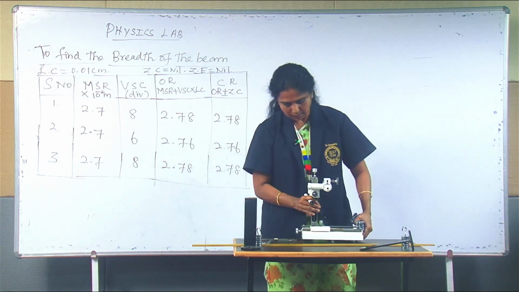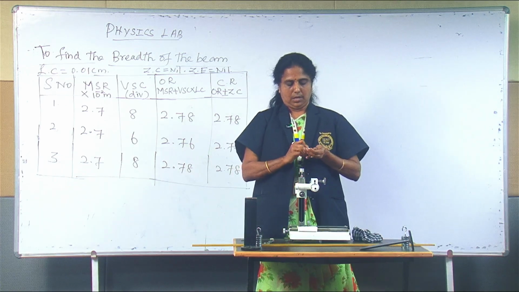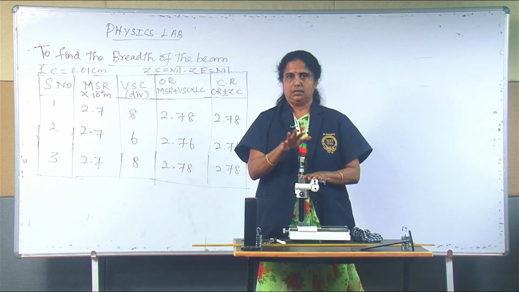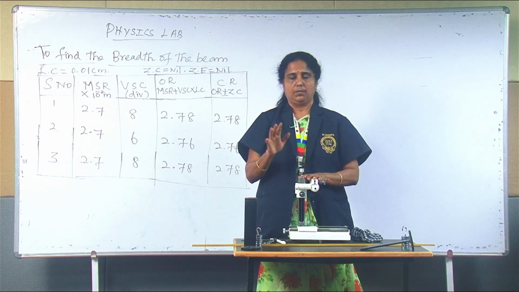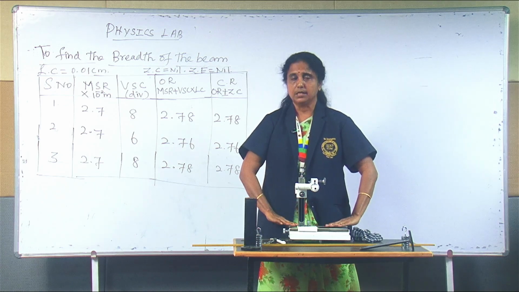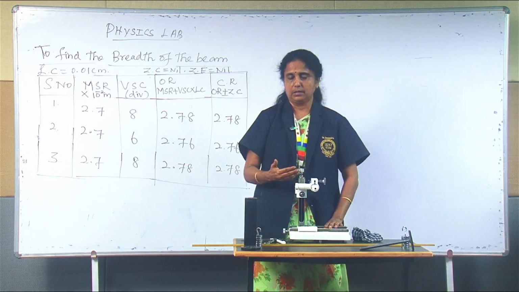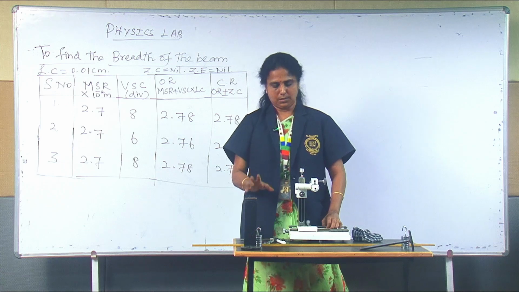You could see the traveling microscope here. I said the least count value is the same least count value as for the screw gauge. So it is 0.01 mm, but here the readings are entered in centimeter. So for our convenience, we take that least count as 0.01 mm, which is equal to 0.001 centimeter. Okay.